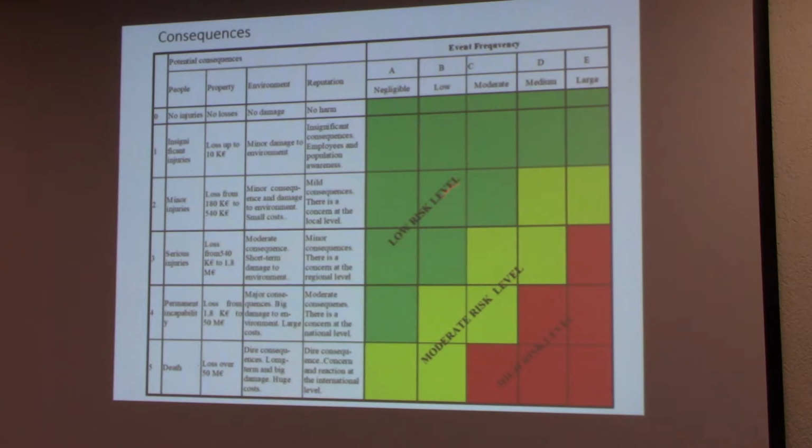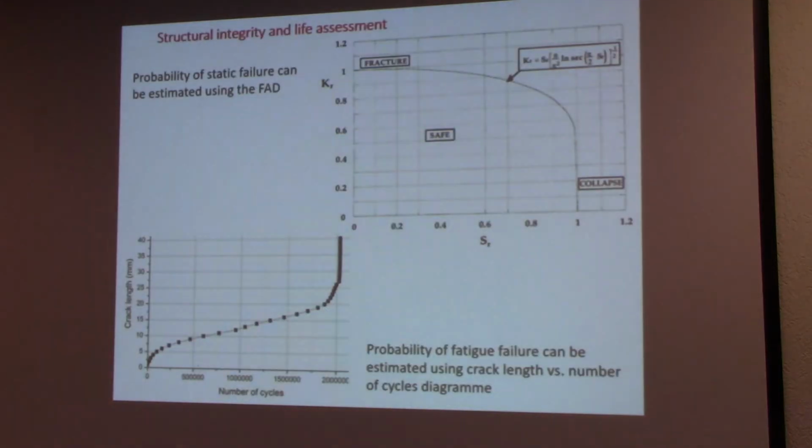So here you can see this traffic light maybe much better than in the first slide. If management sees something in the green field, it's okay. If they see something in the yellow, they should think about it. If they see something in the red, they should do something about it. Now, how do we deal with the probability?